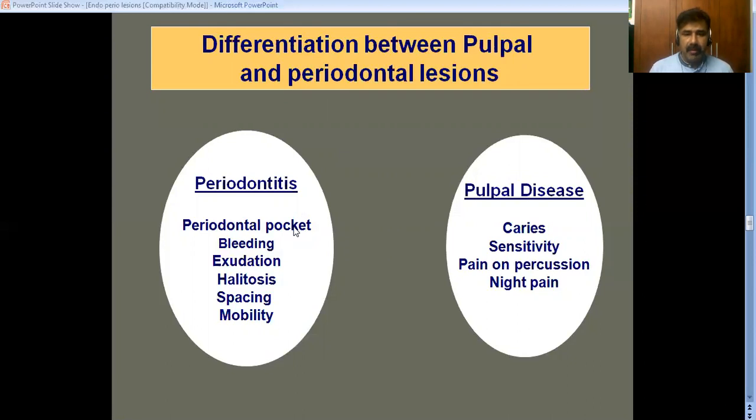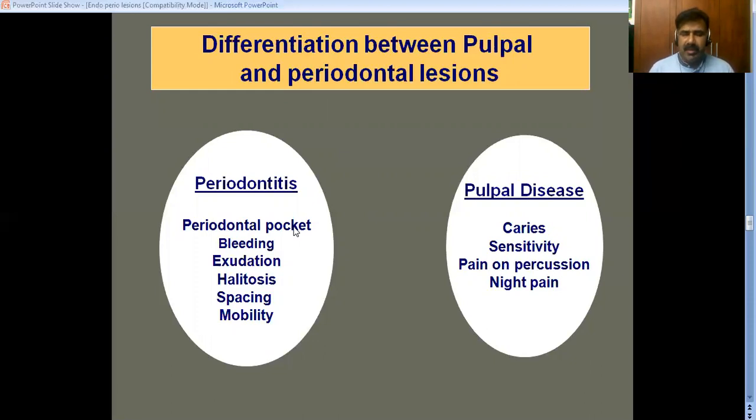Sometimes over a period of time, the alveolar bone loss progresses in such a way that the tooth will start drifting and spacing, and the tooth may be mobile. So these are some of the aspects of periodontal disease. But there are certain aspects of pulpal disease also.